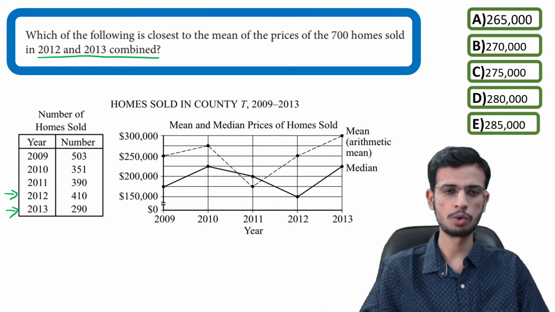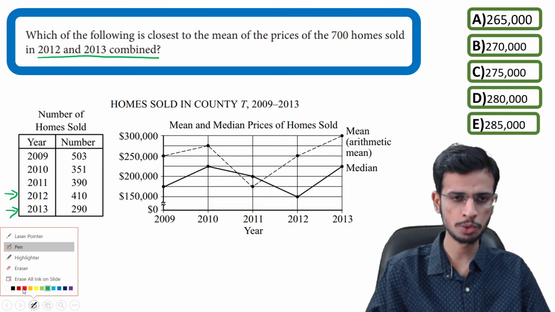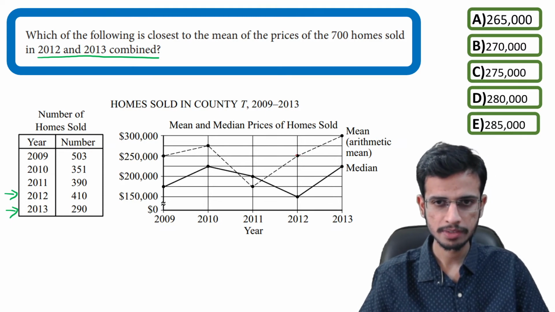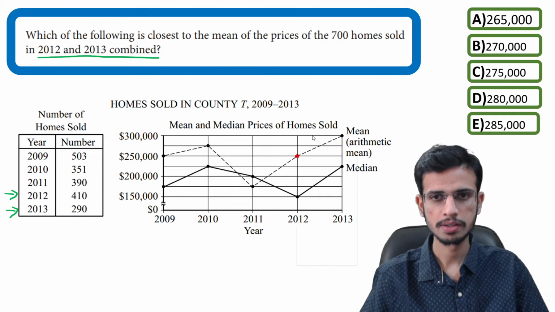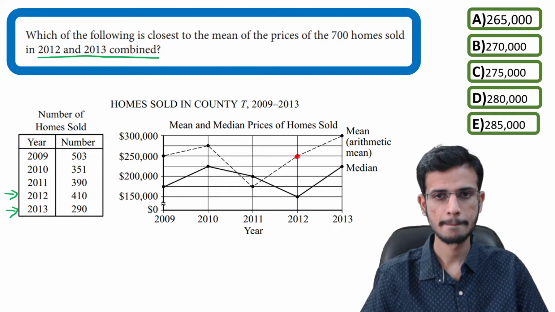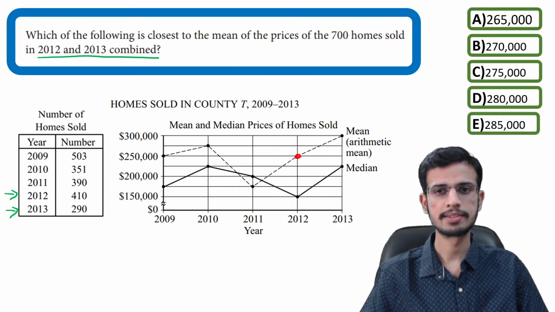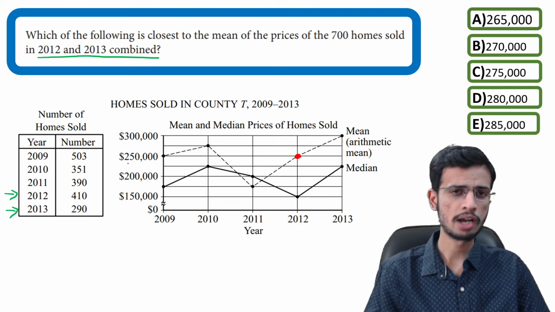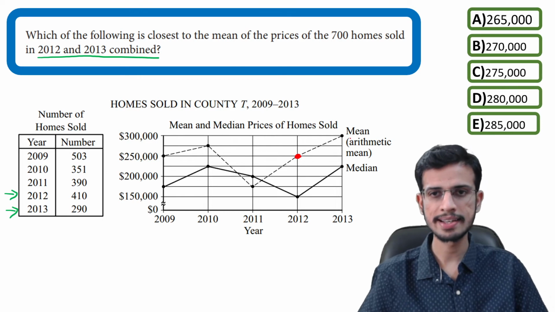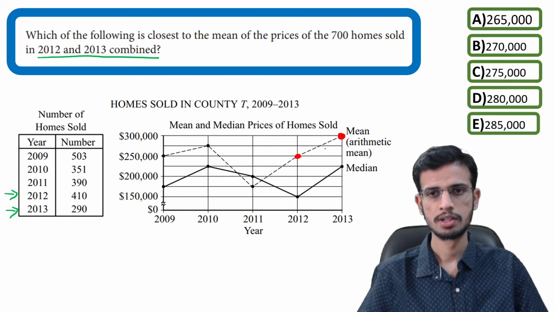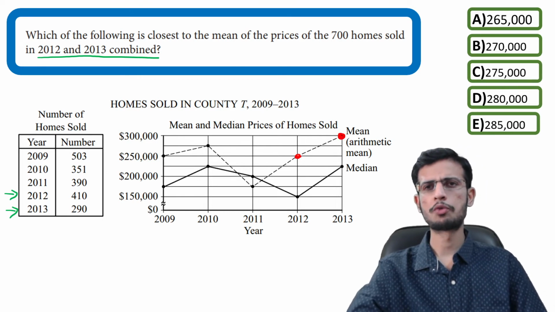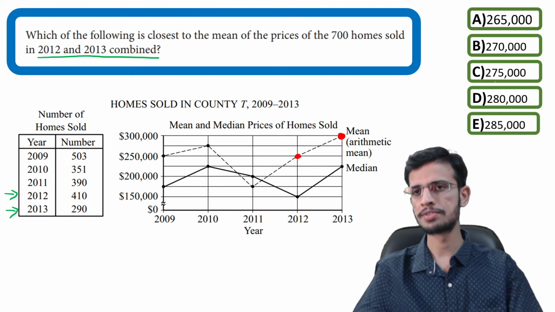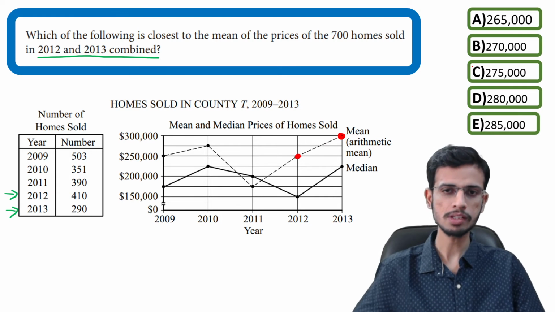So to find the average price, we want the mean value. So for 2012, what is the mean price? It is $250,000, and for 2013 it is $3 lakh. Right? So we have to find the average of the combined. So the average will be between these two values, and all the options are between these two values only.